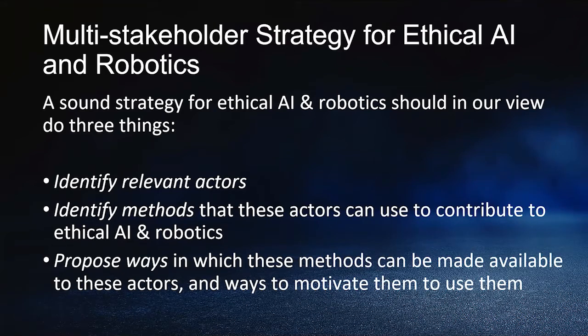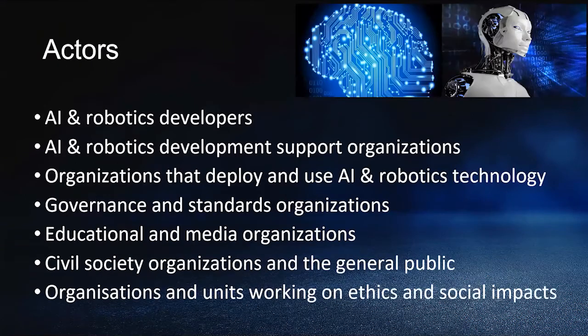So then what we proceeded to do is to identify the relevant actor categories. So we think that's important to do. In our report, it's much more detailed, but roughly you have AI and robotics developers, both including researchers in a university context and R&D specialists in industry context. You have various AI and robotics development support organizations. Those could be funding organizations, they could be industry trade organizations, and various others.